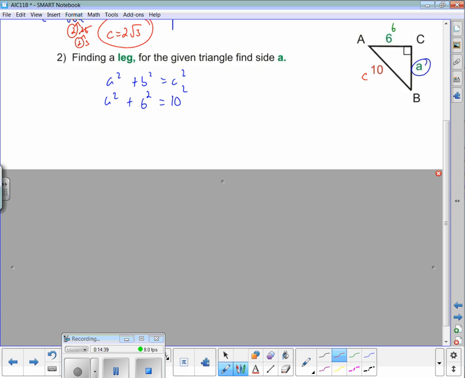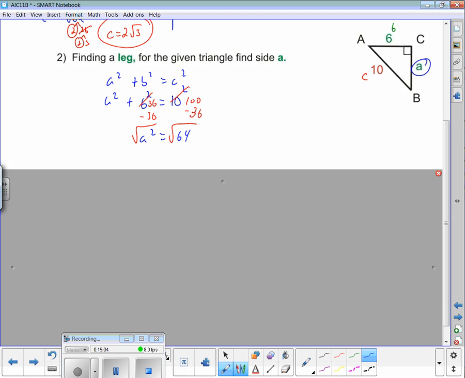At this point, you can actually simplify this. A squared equals 36 plus 100. Let's move our 36 to the other side by adding its opposite to both sides. I end up with A squared equals 64. Let's take the square root of both sides, square root of the left, square root of the right.